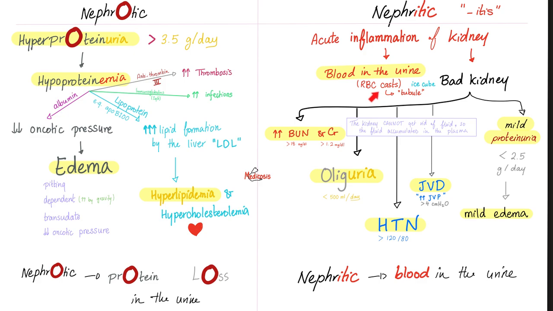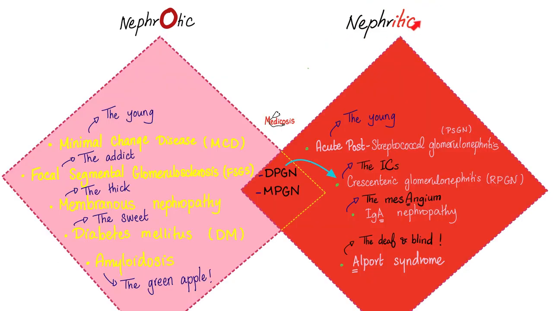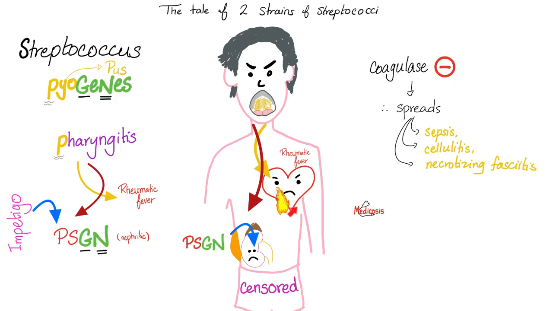Can I find red blood cell casts in the urine? Yes. Can I find dysmorphic red blood cells in the urine? Yes, because it's nephritic. The tubules of your kidney and the glomeruli are inflamed. Nephritic diseases are many, and they include acute post-streptococcal glomerulonephritis, where the patient is mostly young. Unlike rheumatic fever, which has to be caused by pharyngitis, post-streptococcal glomerulonephritis could be caused by pharyngitis or strep skin infection.